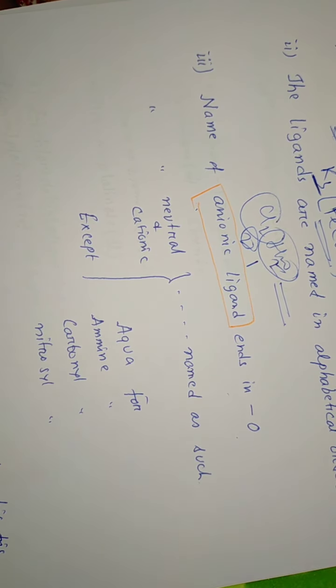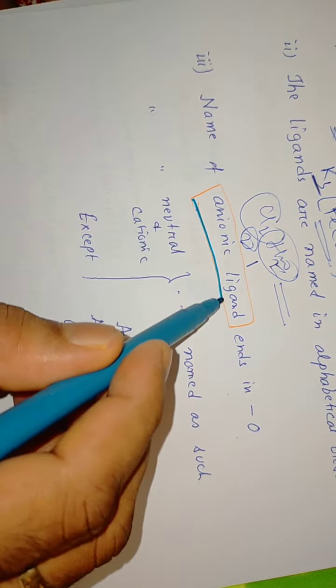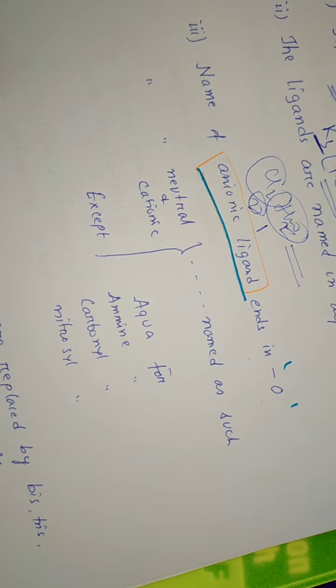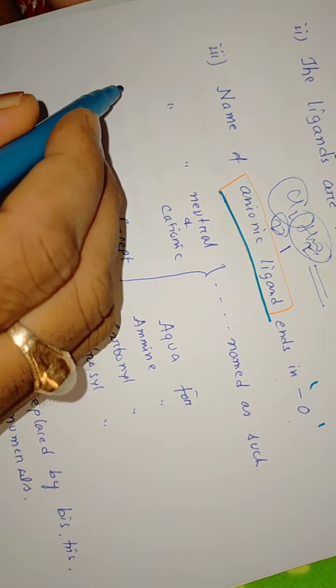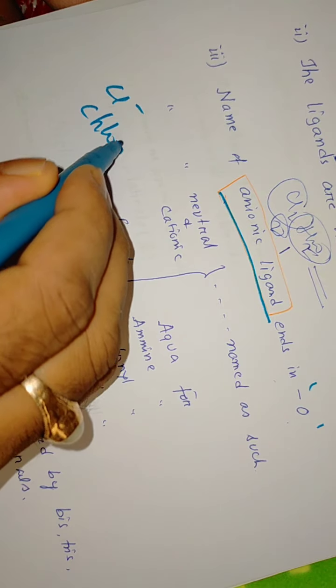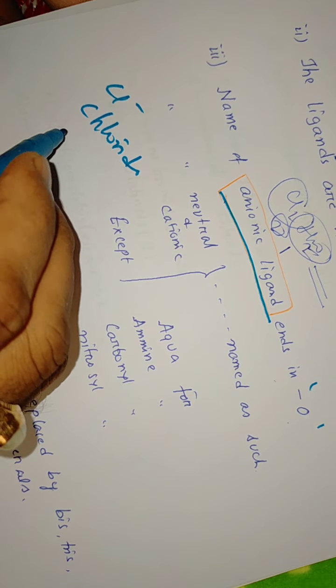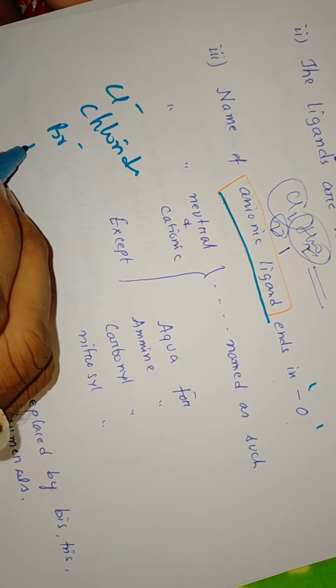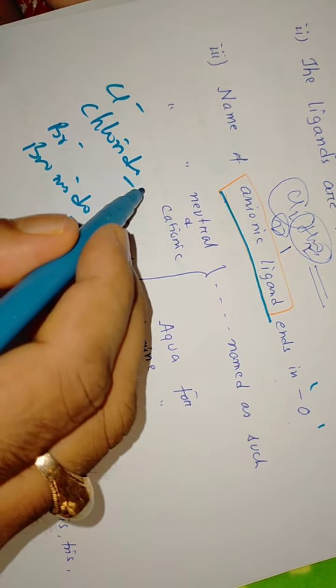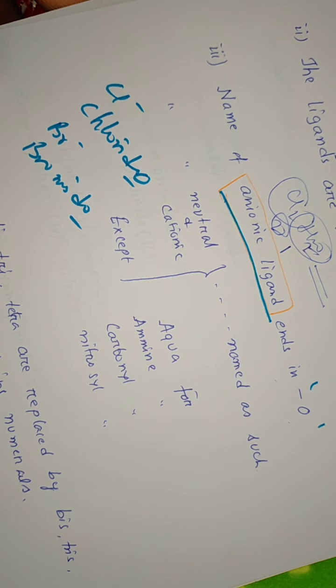So anionic ligands, if you have anionic ligands, that one ends in O. How the names are actually: for Cl-, the name will be chlorido. If you have Br-, the name will be bromido, ends in O. Fluorido, nitrito. So if the ligand contains a negative charge, its name ends with O.